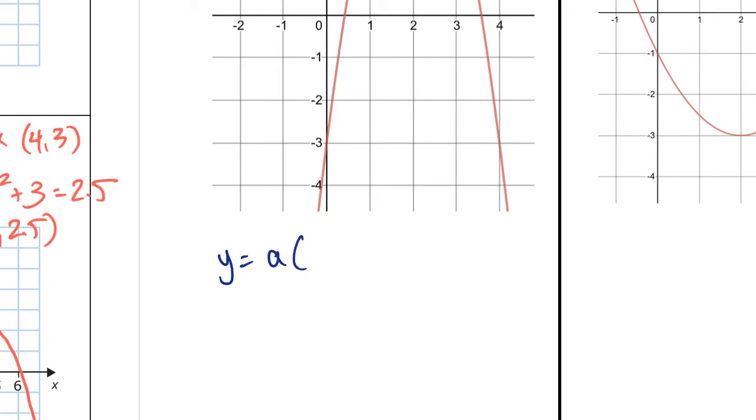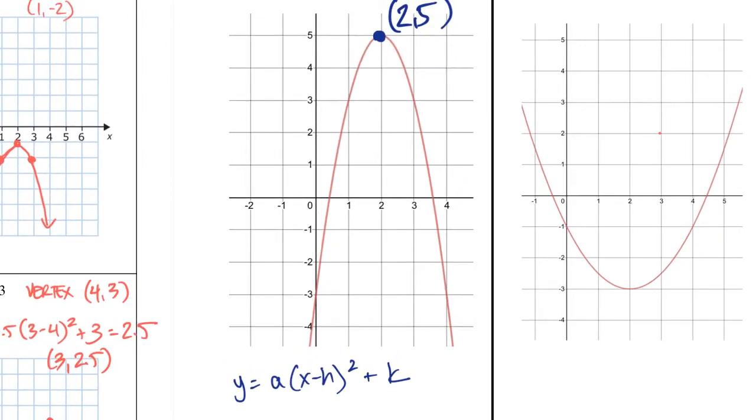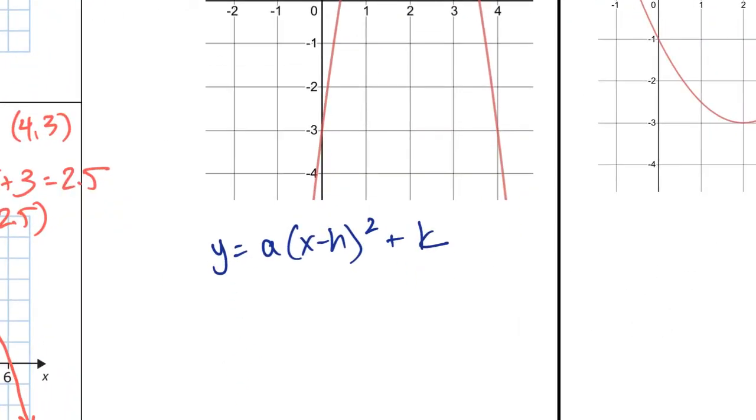Y equals a(x minus h) squared plus k. And remember, the vertex is (2, 5). So we're going to plug in a 2 where the h is, and where the k is, we're going to plug in a 5.